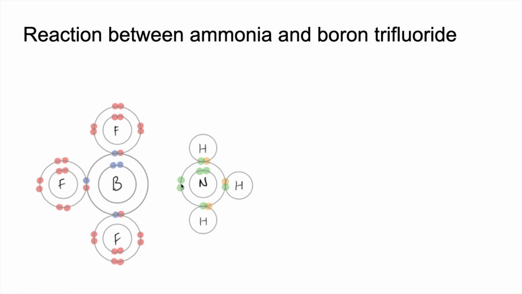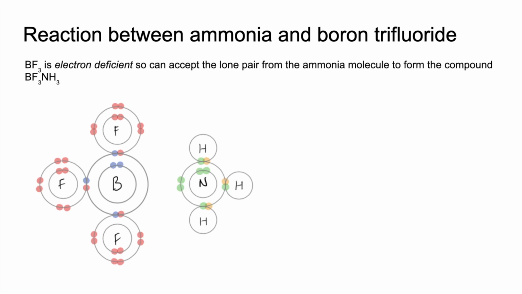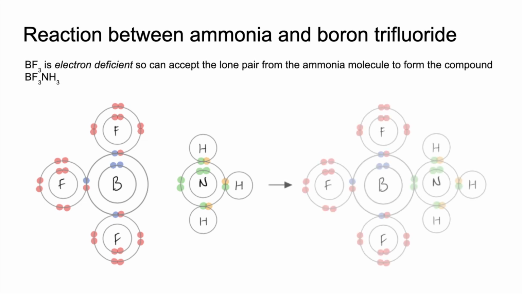And we've got a pair of electrons, a lone pair on the nitrogen. So we can get a coordinate bond formed between the boron and the nitrogen. And that's going to form this new compound, BF3NH3, which would look like that. And there's that coordinate bond.